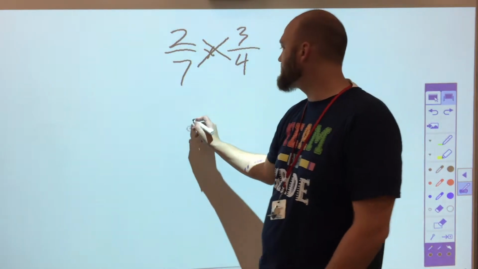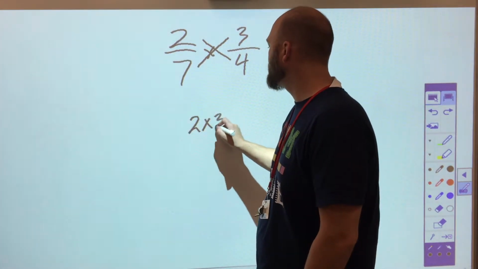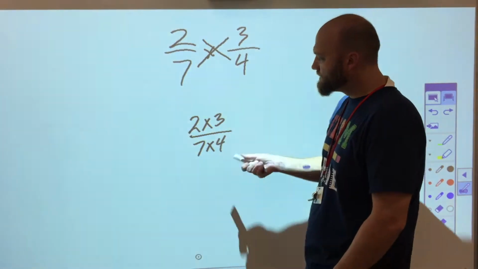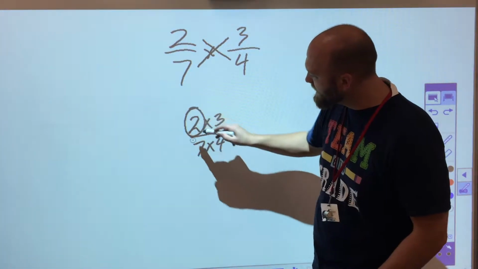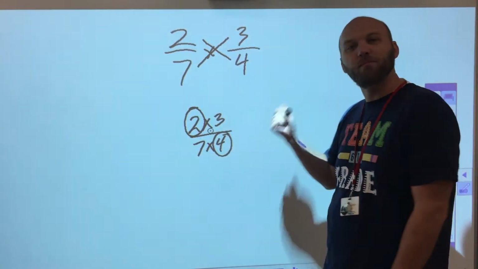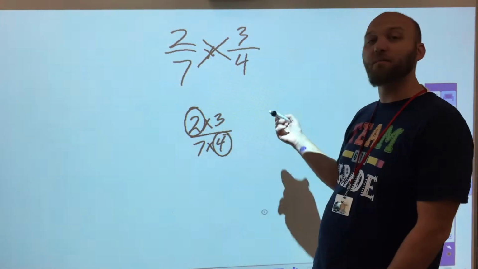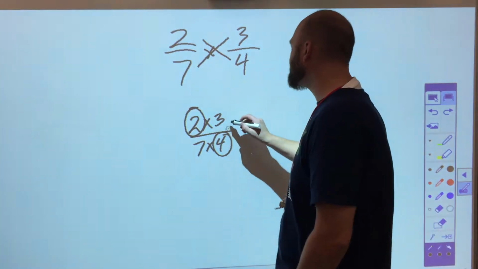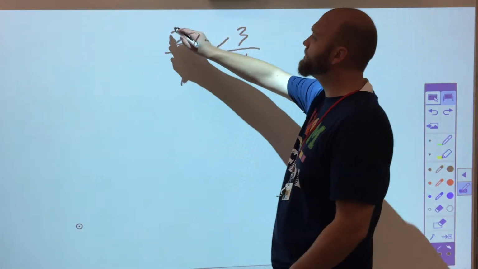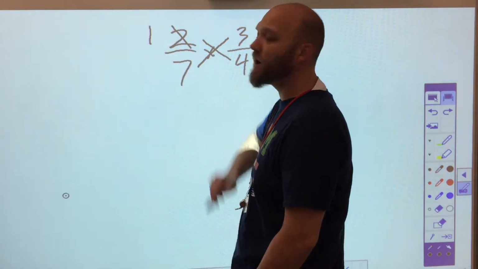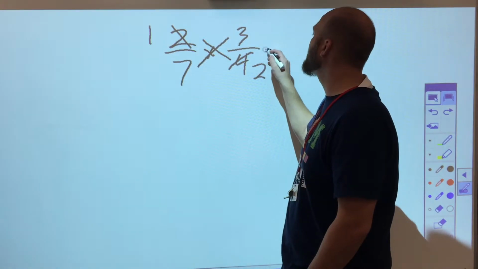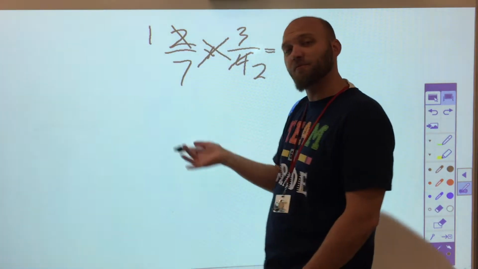And I can do this because this is essentially 2 times 3 over 7 times 4. What I realize is right here, I'm multiplying by 2, which I'm going to have to divide out of both of them to simplify at the end. So I can simplify before I multiply. Just clean that up and erase that a little bit. So I know that 2 divided by 2 is 1, and I know that 4 divided by 2 is 2. So now that I've simplified, I can't simplify anywhere else.